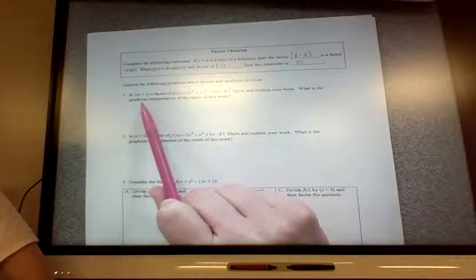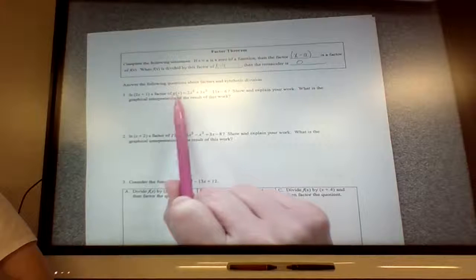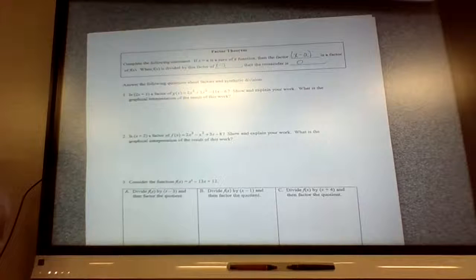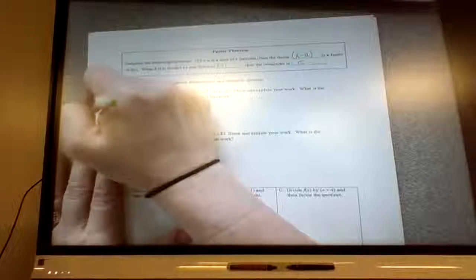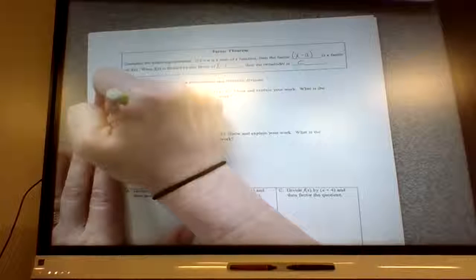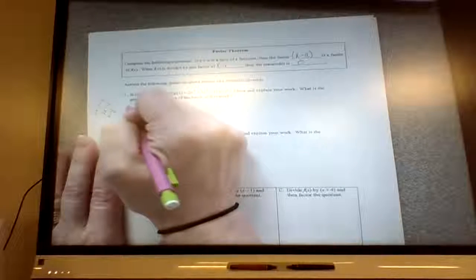Is 2x plus 1 a factor of g of x? Show and explain your work. What's the graphical interpretation of the result of this work? If I need to know if it's a factor, I have to divide and see if the remainder is 0. If I divide and the remainder is 0, yes, it's a factor. If I divide and the remainder is not 0, no, it's not a factor. Okay? So I'm going to go over here. 2x plus 1 equals 0. 2x equals a negative 1. X equals a negative 1/2. So in my little half of a square right there, I'm going to put in a negative 1/2.